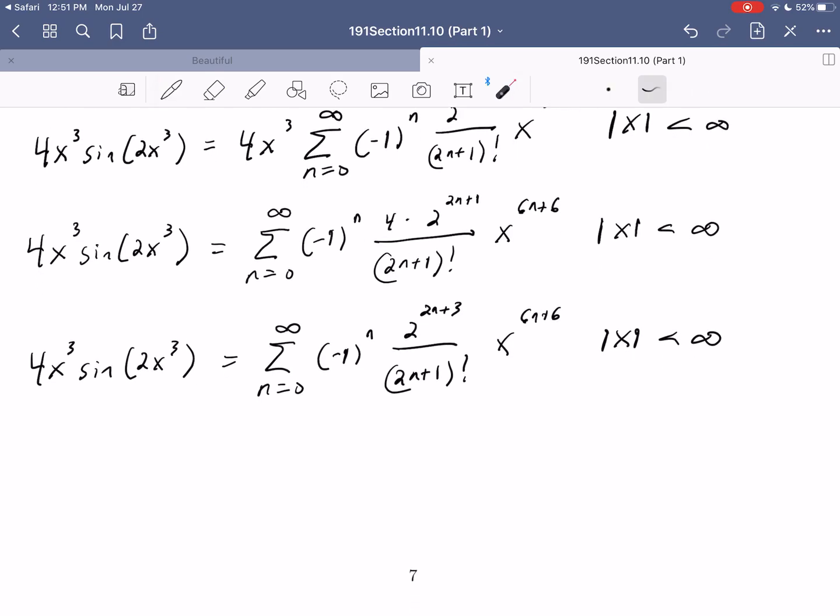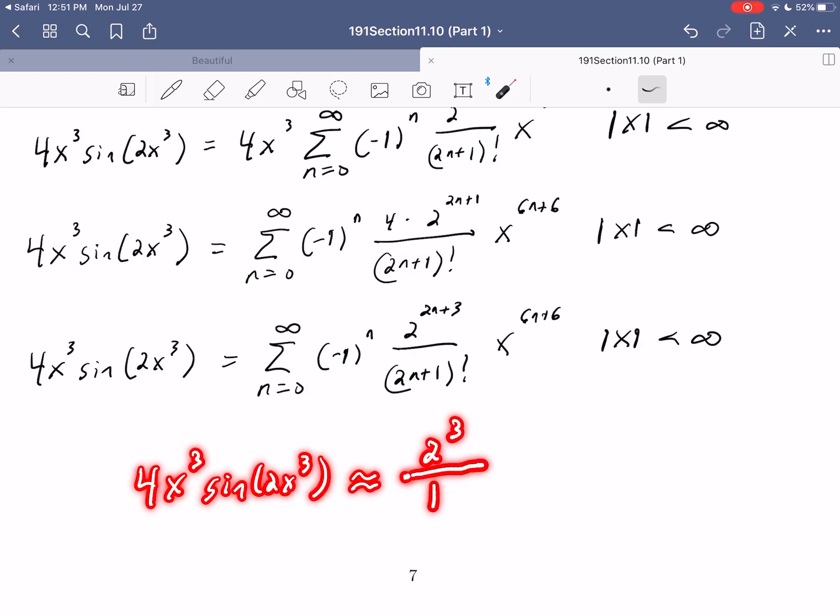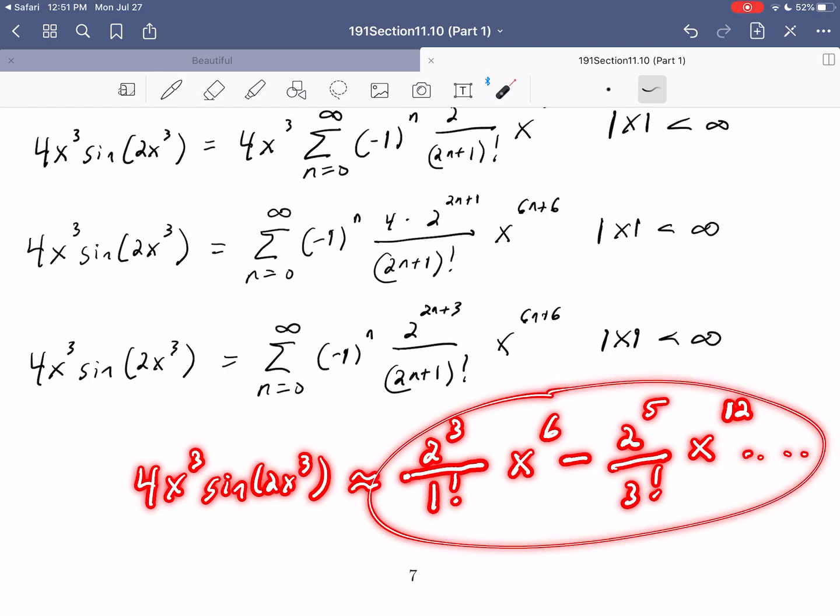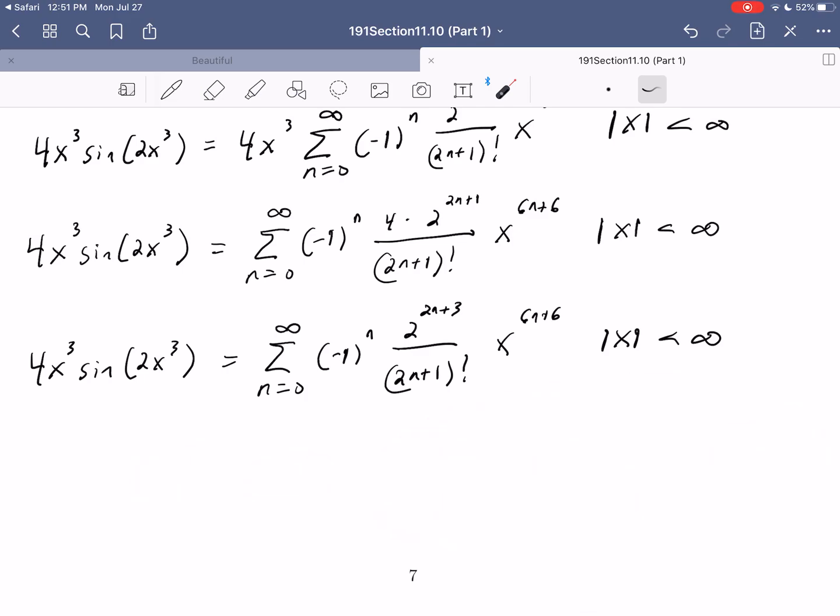And again, even though this would be totally sufficient, if you want to just remember what this really means, what we're saying is that 4x cubed sine of 2x cubed is roughly, if we wrote out the first few, we'd get something like when we do n equals 0, it would be positive, so you get 2 cubed over 1 factorial x to the 6, and then minus 2 to the 5th over 3 factorial x to the 12th, and so on and so forth, right? So you're getting that crazy polynomial represents this thing actually everywhere.